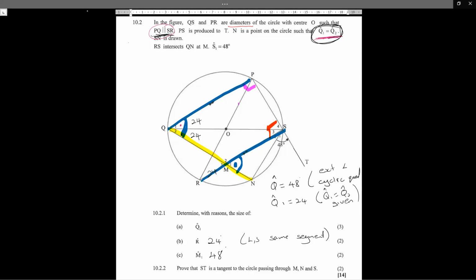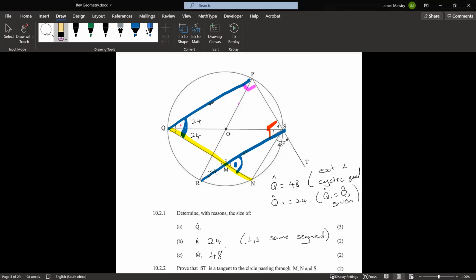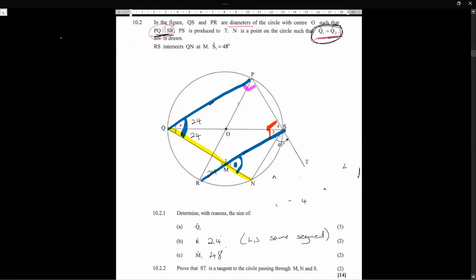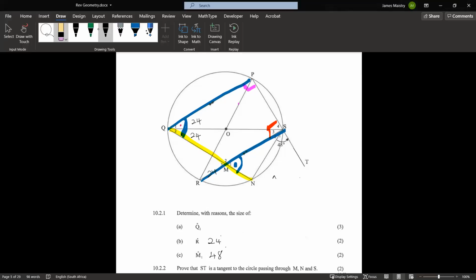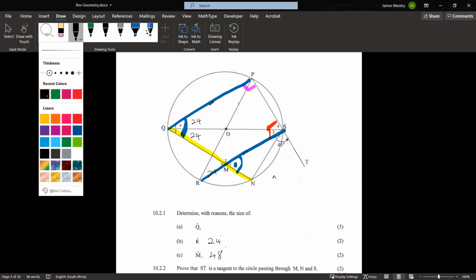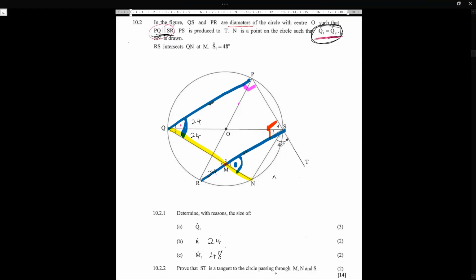And then we go to the most difficult question in this, which is a proof. Whenever they say proof, we've got to think a little bit. And we normally would use the converse of the theorems. So in this question, they want us to prove that ST is a tangent to a circle passing through M, S, and N. So they want to know that there's a circle passing through that.